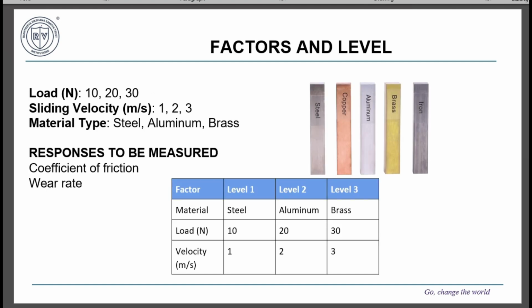These are the factors and levels which can be varied, which is load. Load can be varied up to 30 newtons, in increments of 10 newtons every time. And sliding velocity 1 meter per second, 2 meters per second, and 3 meters per second. And finally, material type: steel, aluminium, and brass. The responses to be measured are coefficient of friction and wear rate.